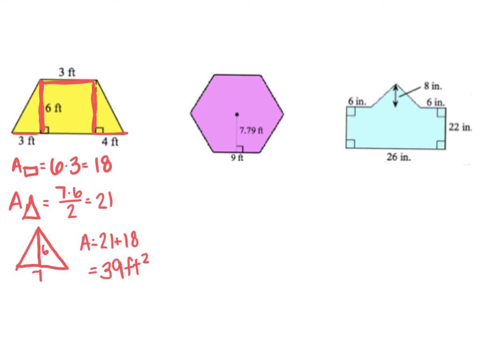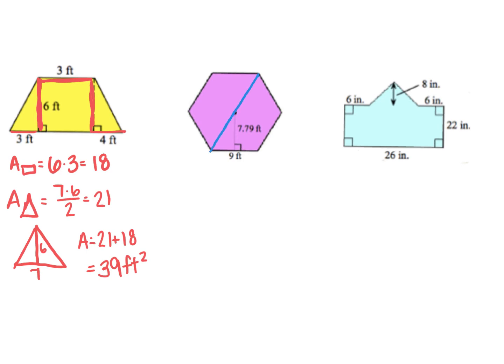For my second one, I've got a hexagon here. This hexagon, the easiest way to break this down is to split it into 6 triangles that are all the same size. So if I look at those triangles, right here we can see that those triangles have a right angle here, so that makes our base 9 and our height 7.79.